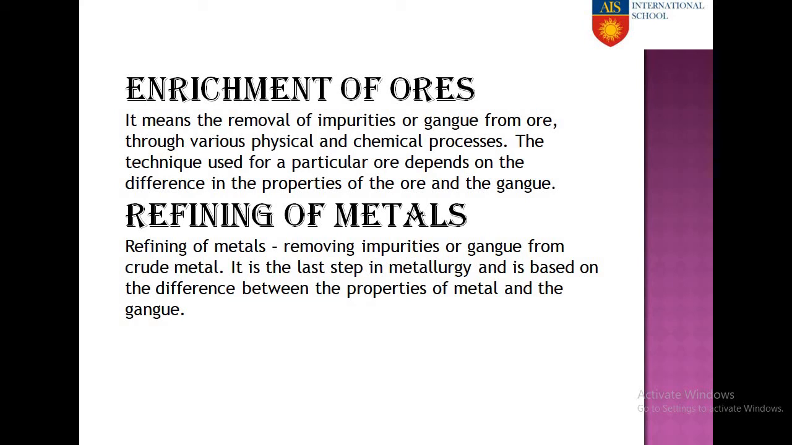Then you need to do refining of metals. What do you mean by refining of metals? That means you are removing the impurities or gangue from the crude metal, and it is the last step in metallurgy. It is based on the difference between the properties of the metal and the gangue. On the basis of the properties of the metal, we refine the metals.